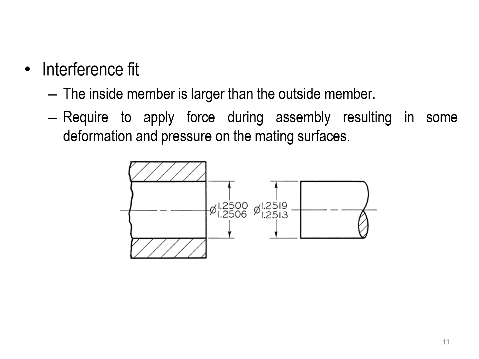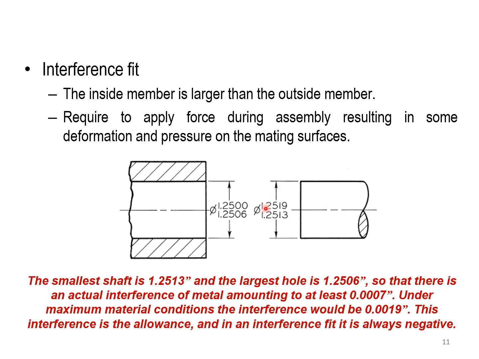on the mating surfaces. You can see here that the shaft diameter is 1.2519 maximum and 1.2513 minimum, while the hole diameter is 1.2500 minimum and 1.2506 maximum. So you can see that the minimum diameter of the shaft is larger than the maximum diameter of the hole, and that causes some interference between the two mating parts. The smallest shaft is 1.2513 inches and the largest hole is 1.2506 inches, so there will be an actual interference of metal on mounting of at least 0.0007 under the maximum material conditions, and the interference will be even more if you have smaller hole diameters.